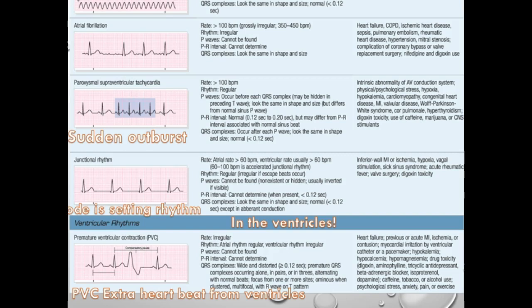So we did atrial fibrillation. Now paroxysmal supraventricular tachycardia. What happens is there'll be a sudden outburst of heartbeats, and that will be greater than 100 beats per minute. This could be an abnormality of the conduction system. It can be stress. It could be too much coffee. It could be that person has had a lot of cocaine. For some reason, they'll have this sudden outburst or grouping of regular heart rate that's above 100 beats per minute.